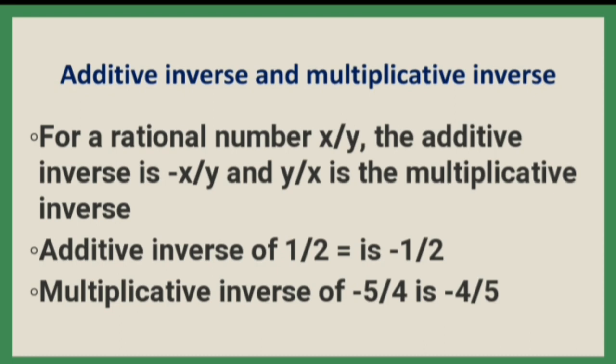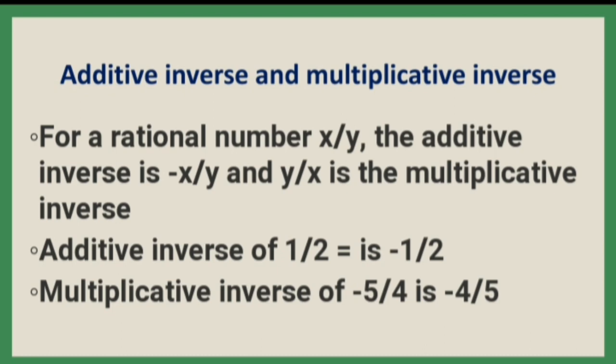I have taken two examples. You can see that the additive inverse of 1 by 2 is minus 1 by 2. So if you write the opposite sign of the fraction, it will become its additive inverse. The multiplicative inverse of minus 5 by 4 is minus 4 by 5. In the case of the multiplicative inverse, you will not change the sign. The sign remains the same, but the denominator of the fraction comes to the numerator and the numerator of the fraction goes to the denominator. That is the difference between additive inverse and multiplicative inverse.